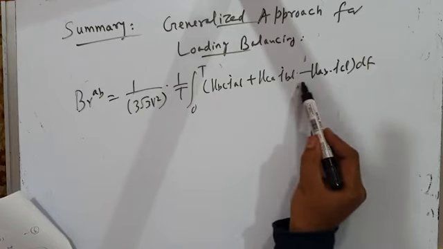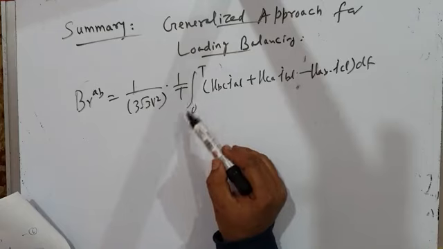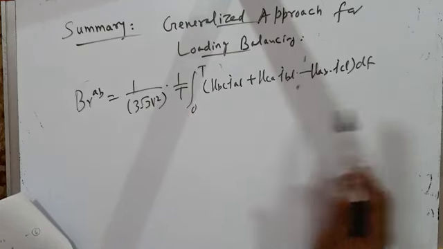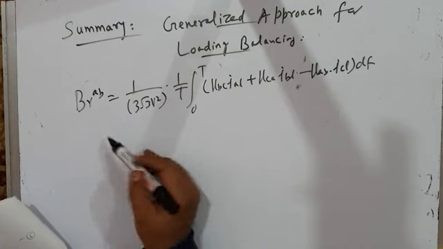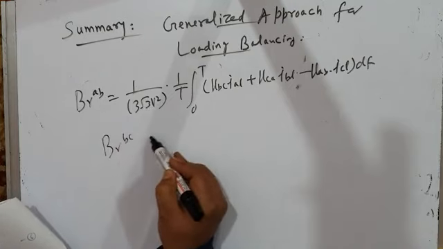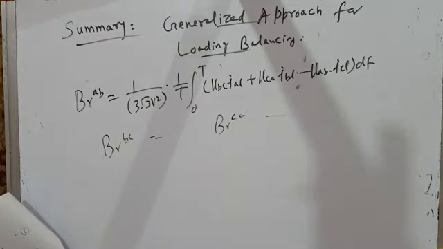Line voltages and line currents we have to sense, and find their average value over one cycle or over a number of cycles. Divide that average value by 3 root 3 V square, and that will give us B gamma AB. Similarly, you can find B gamma BC and you can find B gamma CA. The equations are already with you.